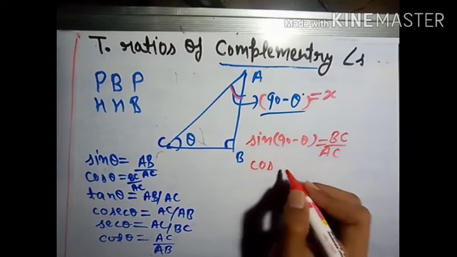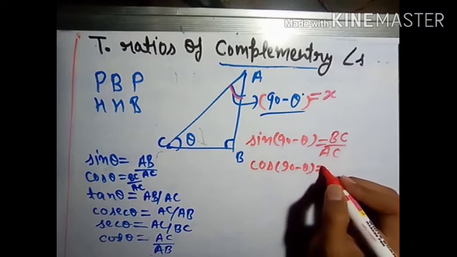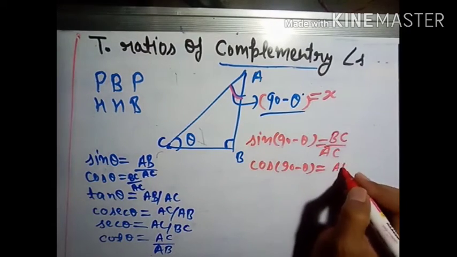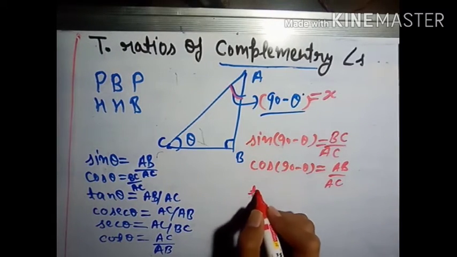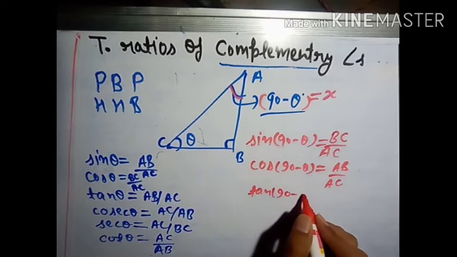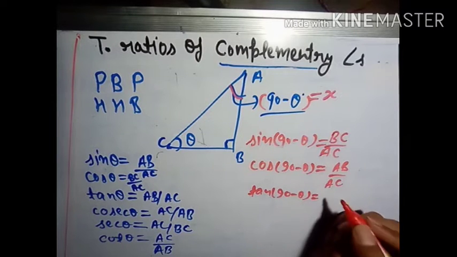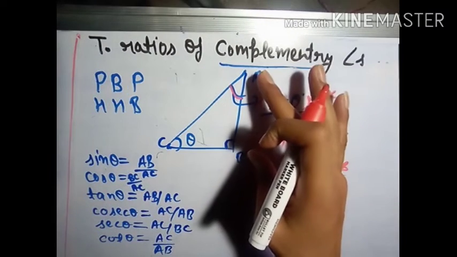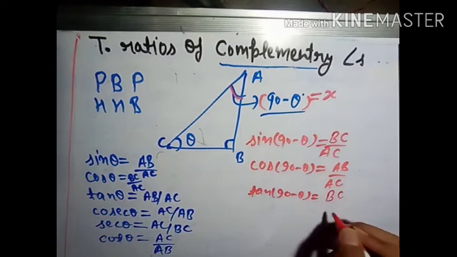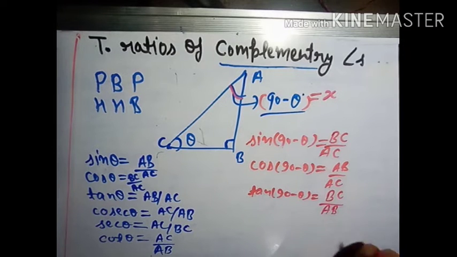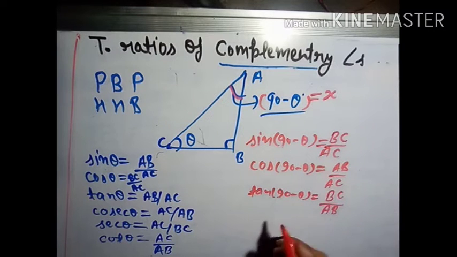Now, cos 90 minus theta is equal to base AB upon AC. Then thereafter tan 90 minus theta. Okay, keep doing along with me. 90 minus theta, it becomes perpendicular upon base. So for this angle BC will be the perpendicular, so BC upon AB. Okay, and the remaining can be written as their reciprocal.